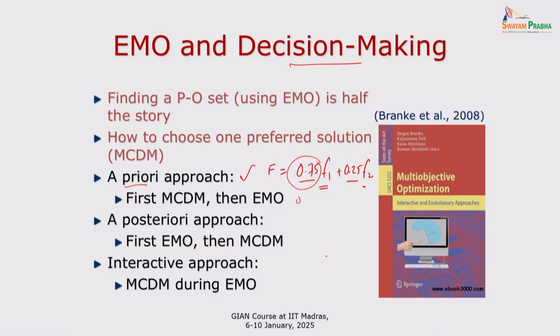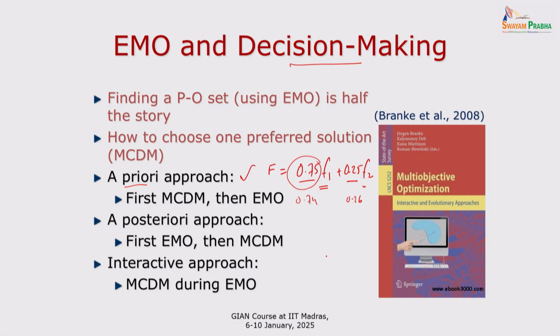But if you change this to even 0.74 and 0.26, you might get a completely different design, completely different solution. So it's very, very important, if you are doing a priori, to make sure the numbers you are giving are what you mean, okay?